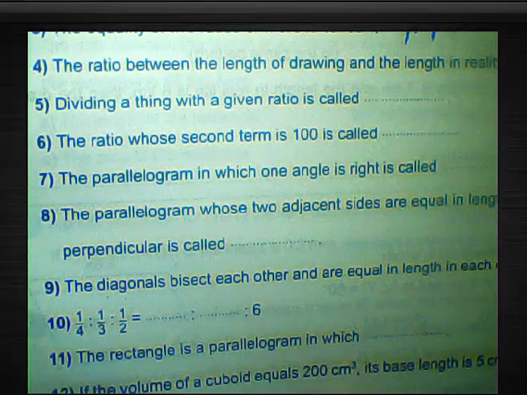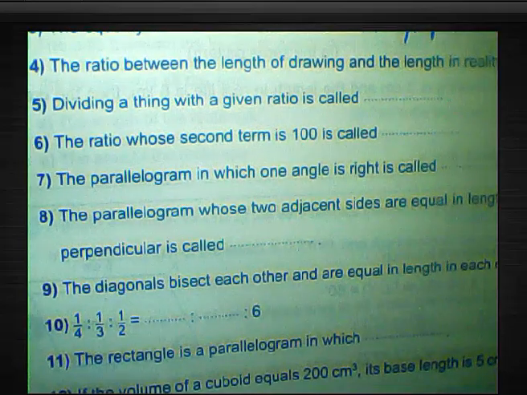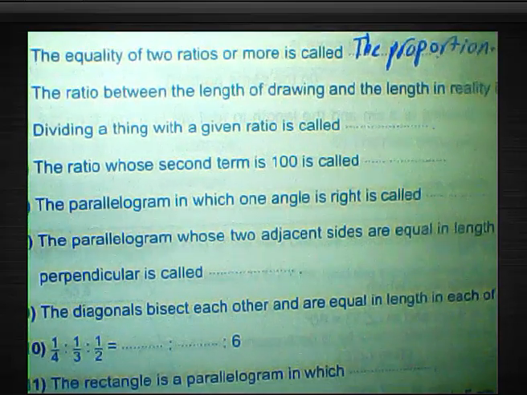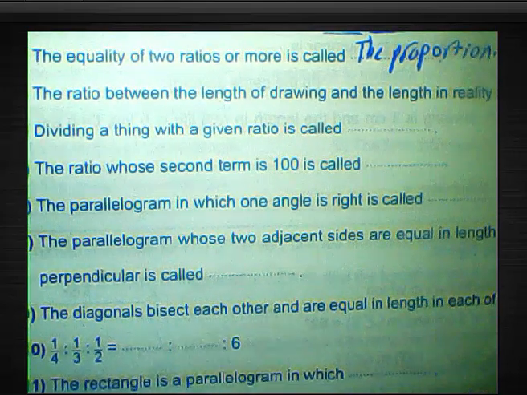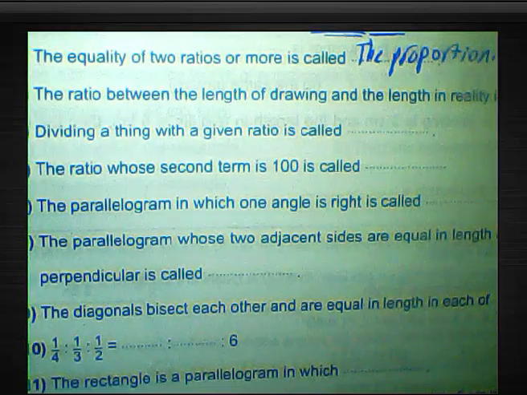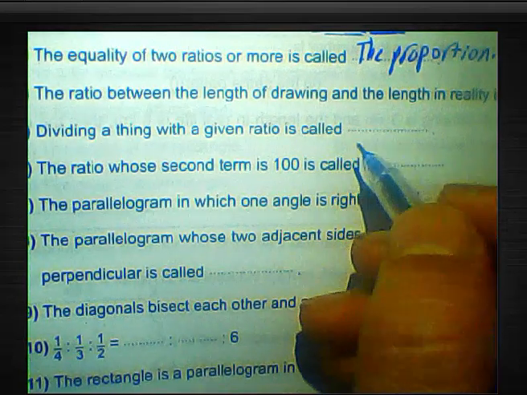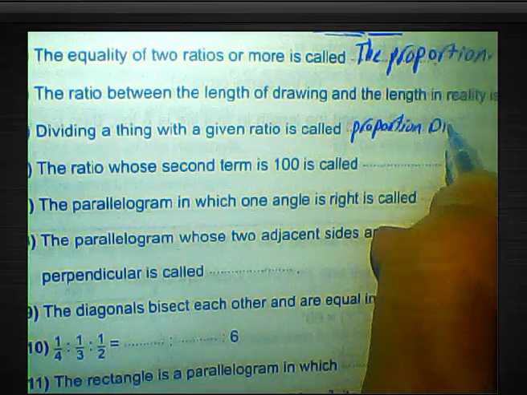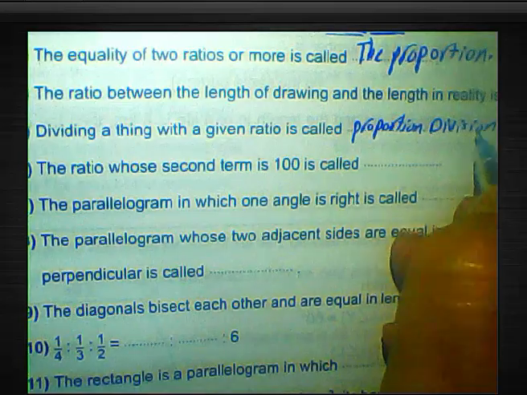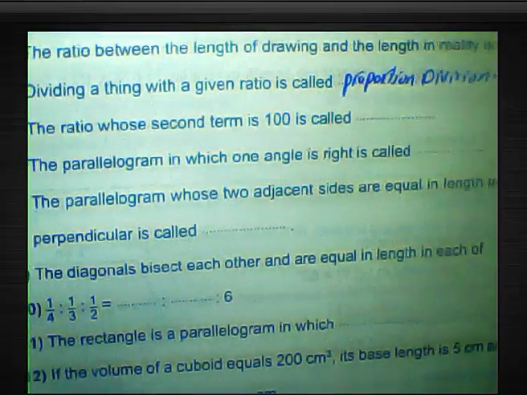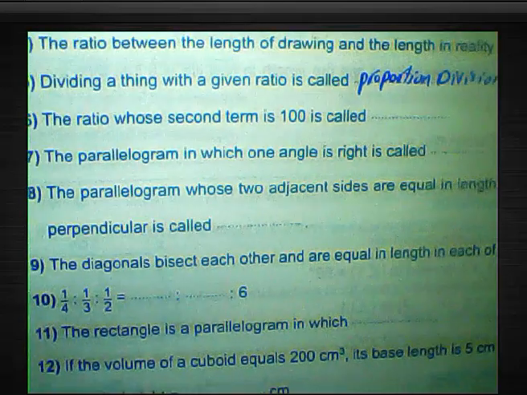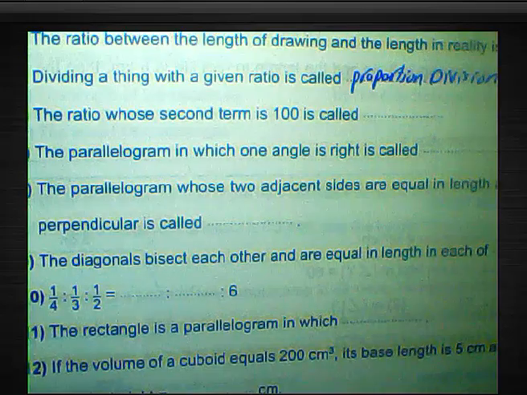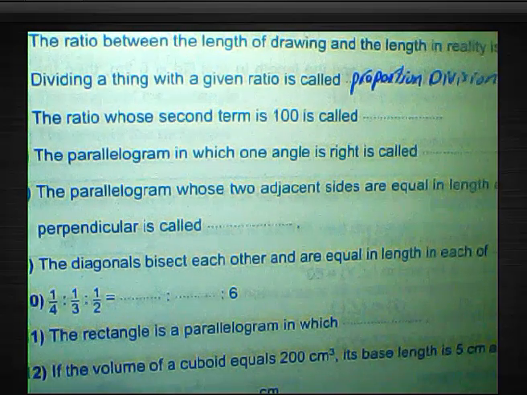Question number 5. Dividing a thing with a given ratio, we call it what? It's called proportion division. Again, dividing a thing with a given ratio is called proportion division.